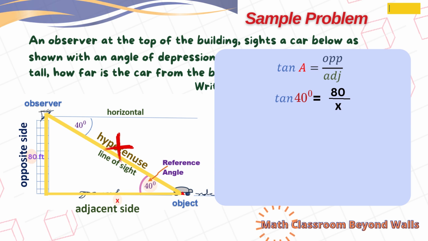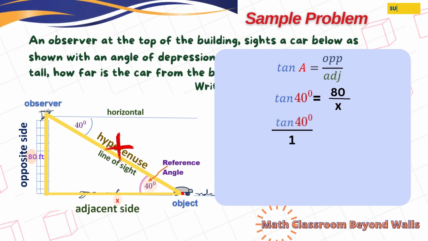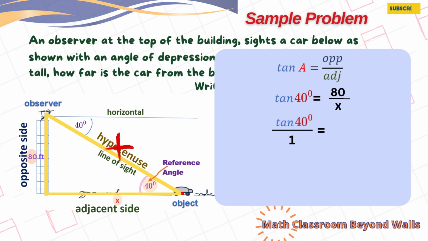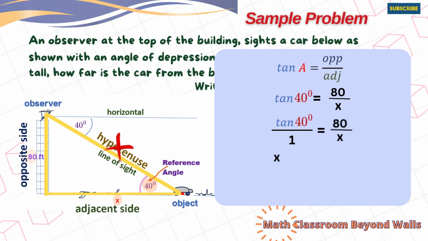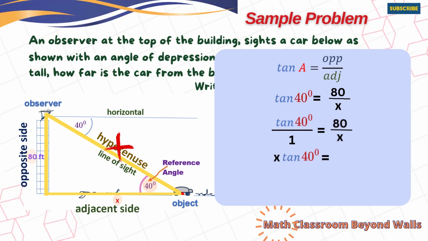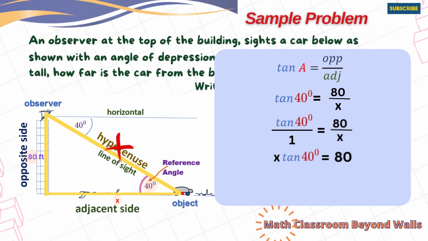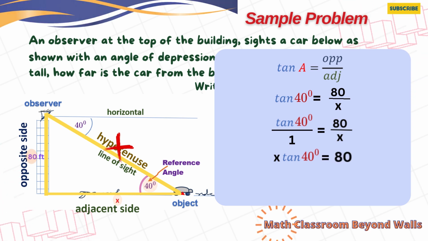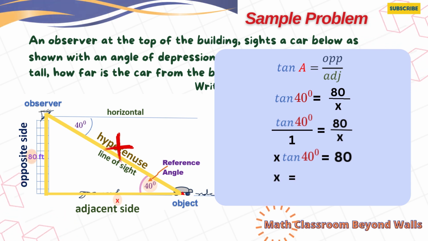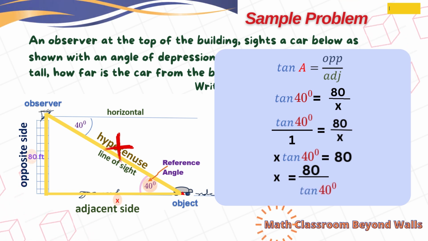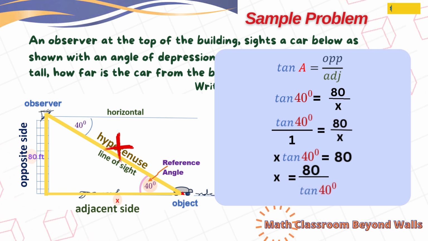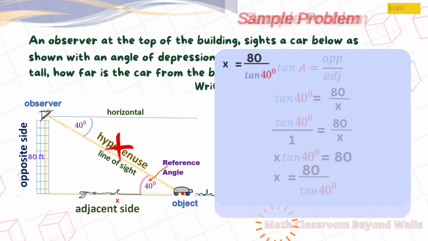We can rewrite the equation this way. Tangent 40 over 1 is equal to 80 over x. Cross multiplication gives us x tangent 40 equals 80. Dividing both sides by tangent 40, we have x is equal to 80 over tangent 40. At this point, we have to use a calculator to solve for x.